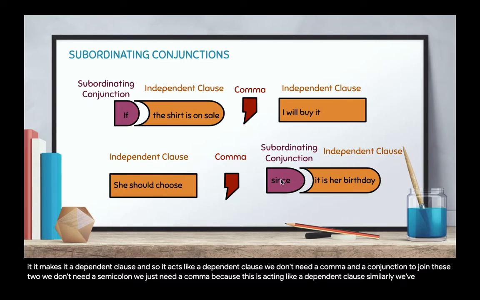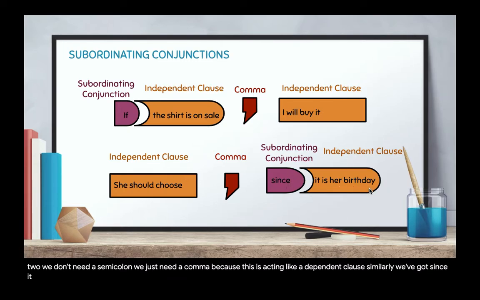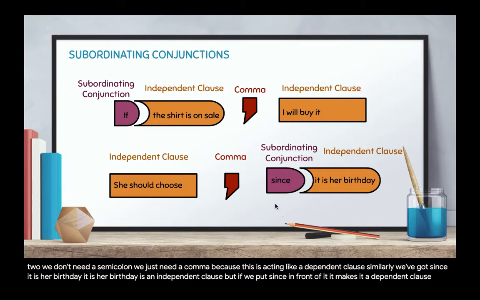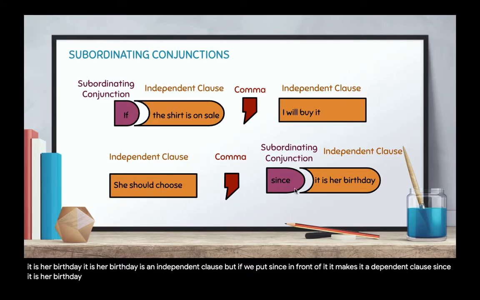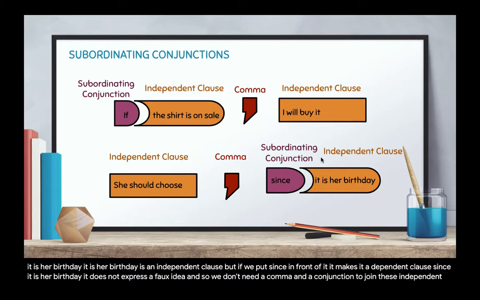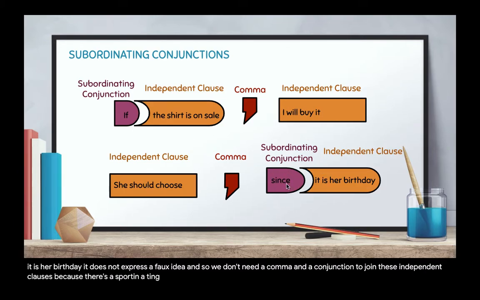Similarly, we've got since it is her birthday. It is her birthday is an independent clause, but if we put since in front of it, it makes it a dependent clause, since it is her birthday. It does not express a full idea. And so we don't need a comma and a conjunction to join these independent clauses because there's a subordinating conjunction. We just need a comma.